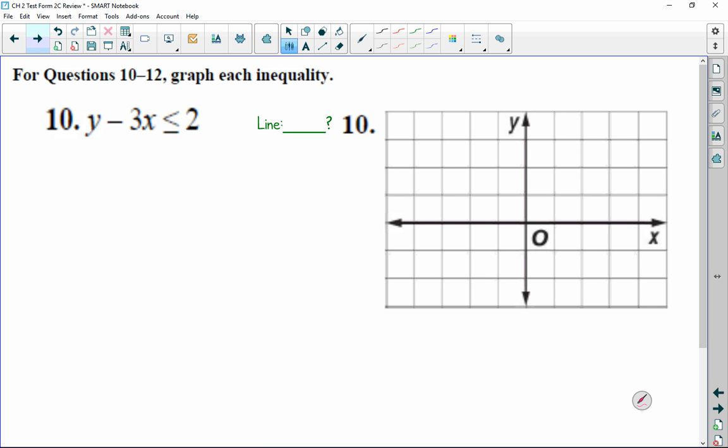Okay, for questions 10 through 12, we'll graph each one of these inequalities. When I'm dealing with inequalities, you can eliminate some answer choices just by knowing whether it's a solid line or a dashed line, or if it's negative or positive, right?